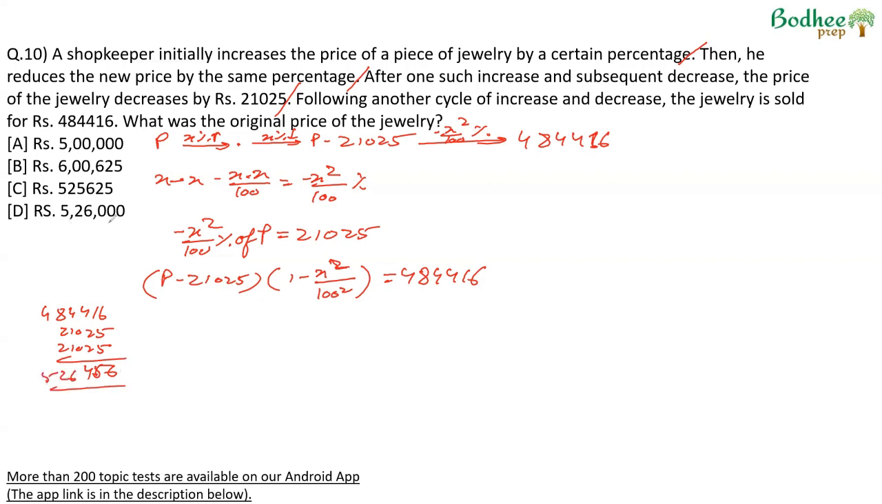So this is more than 5 2 6, 4 5 5. This is very, very less than 5 2 6. So one of these two should be my likely answers.